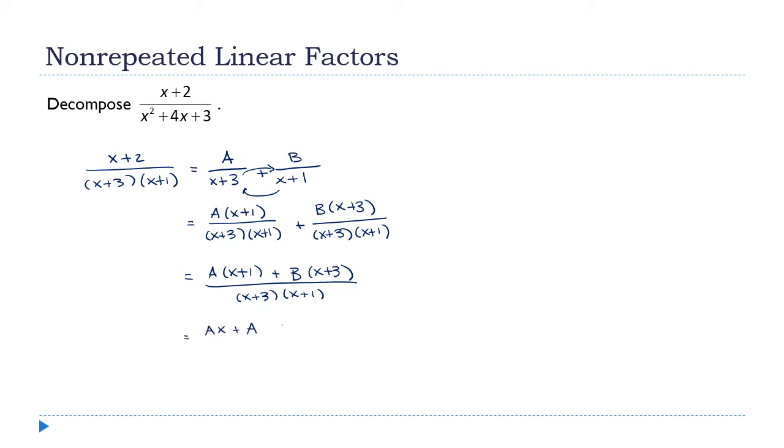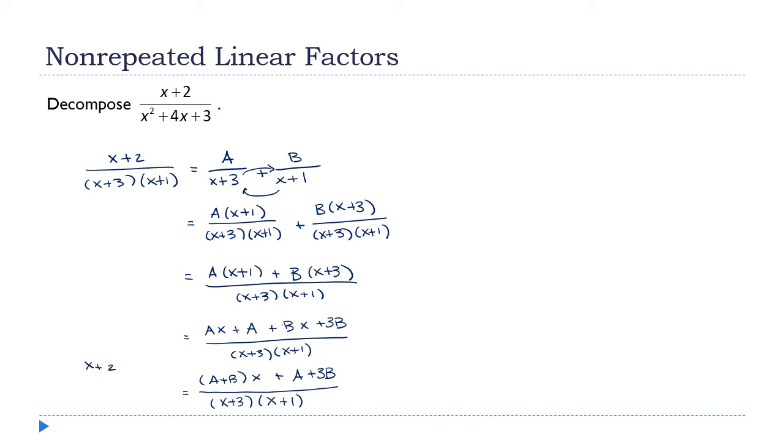Ax plus a plus bx plus 3b over that common denominator. And now look, I'm going to rearrange and do some factoring. Let's put the two x parts together. That's a plus b times x plus a plus 3b all over that common denominator. All right, now let me write the other part in. Let me put the left-hand side back. x plus 2 over x plus 3 times x plus 1.